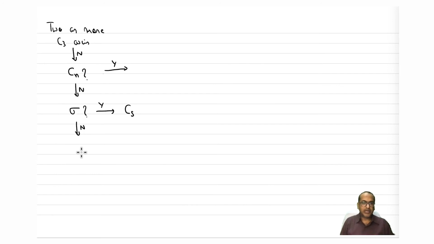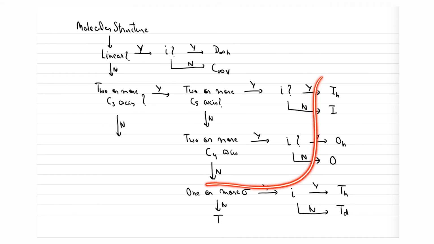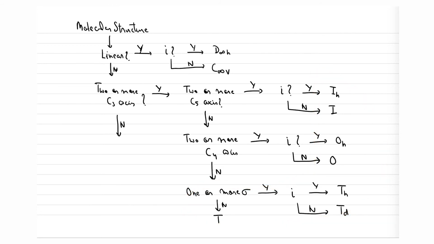So if sigma is absent, then you ask if there is an inversion center. If inversion center is present, you call it as Ci. If inversion center is absent, you call it as C1, right? So basically these three belong to non-rotational point groups. And we have seen here, these 7 belong to cubic point groups, right? Okay.